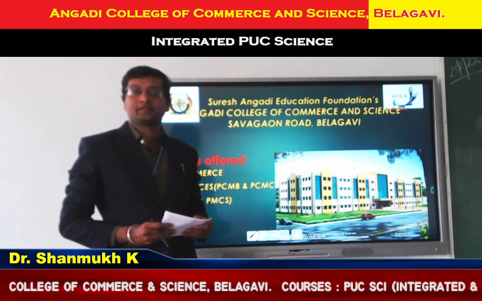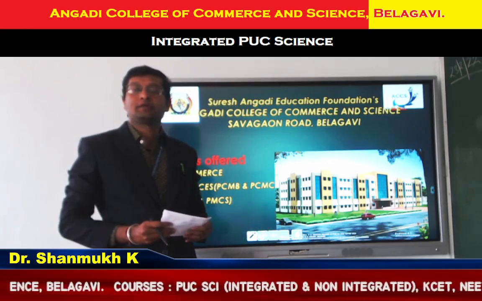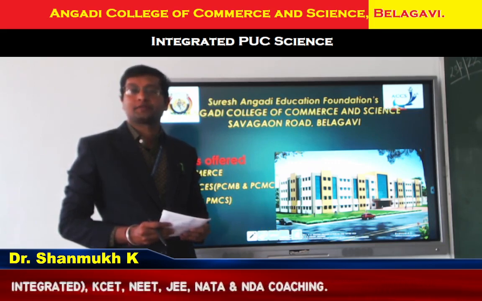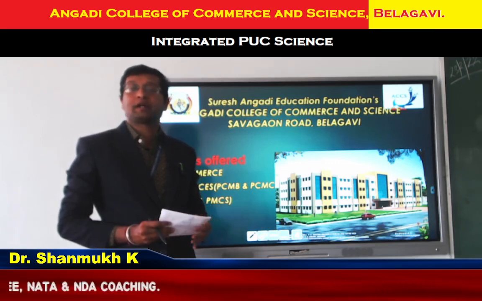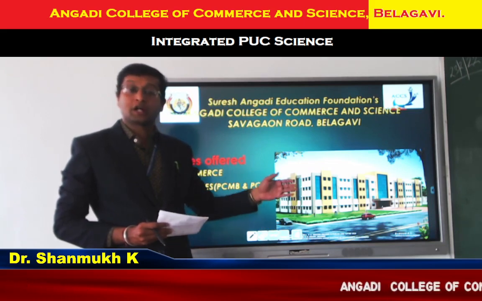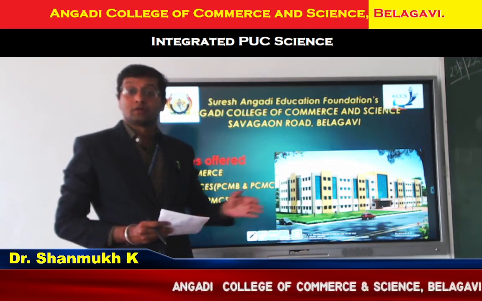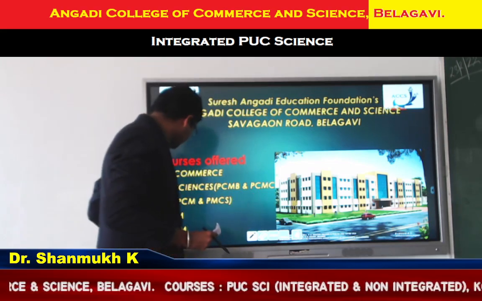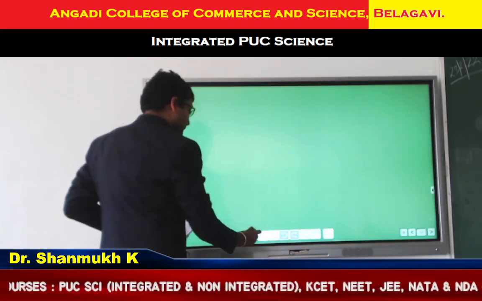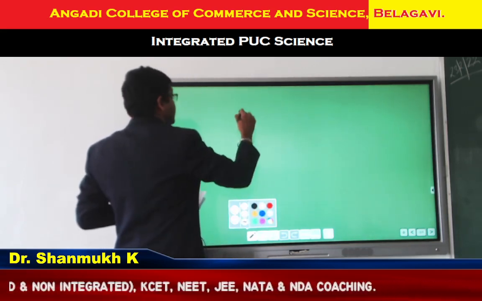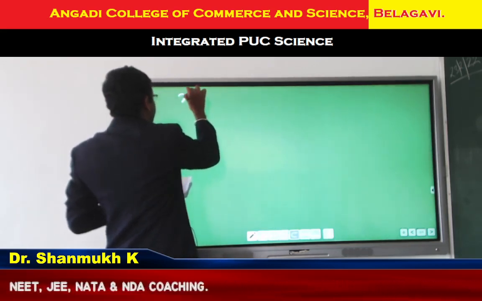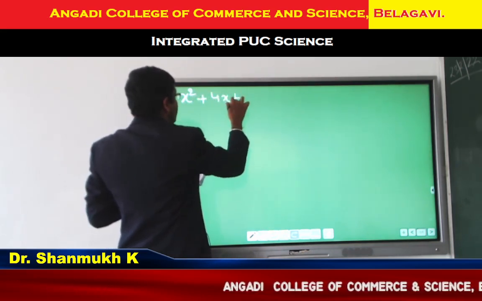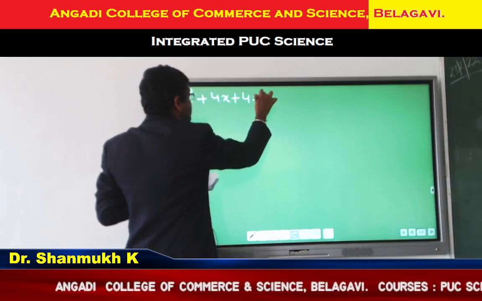Today we'll discuss important questions on SSLC mathematics topic quadratic equations. So we discuss what is meant by quadratic equations, and a convenient method for solving quadratic equations for 2 marks. Let us begin with the first example. Here it is: the first example is x square plus 4x plus 4 equal to 0.